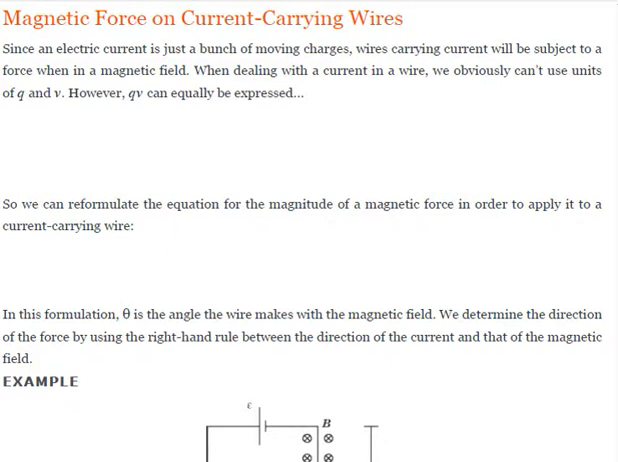So the only thing that's a little bit different here when we're talking about the current in a wire, we don't want to use units of Q and V. So our magnetic force was QV cross B. We could essentially break this wire situation down into Q and V, but it would get really messy really fast. So we have a different way that we can talk about Q and V here.